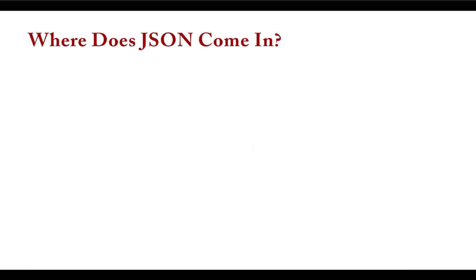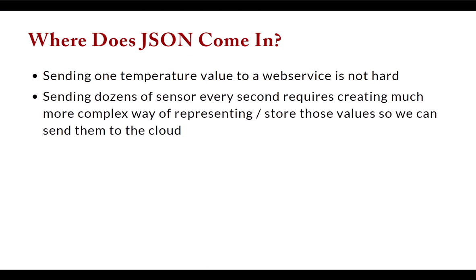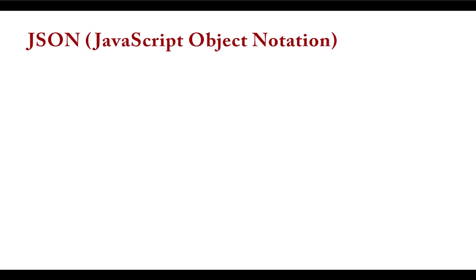So where does JSON fit into this? Well, we can send one temperature value to a web service. It's not too difficult. But if we want to send lots of sensor data quickly, it can be very complicated to write the webhooks to take all these kinds of data to go through. So it would be actually much easier if we could send complex data in a simple form, and that's where JSON comes in. So JSON stands for JavaScript Object Notation. It's actually not JavaScript. It has nothing to do with JavaScript, so you can disregard the name. It's a misnomer, I guess.